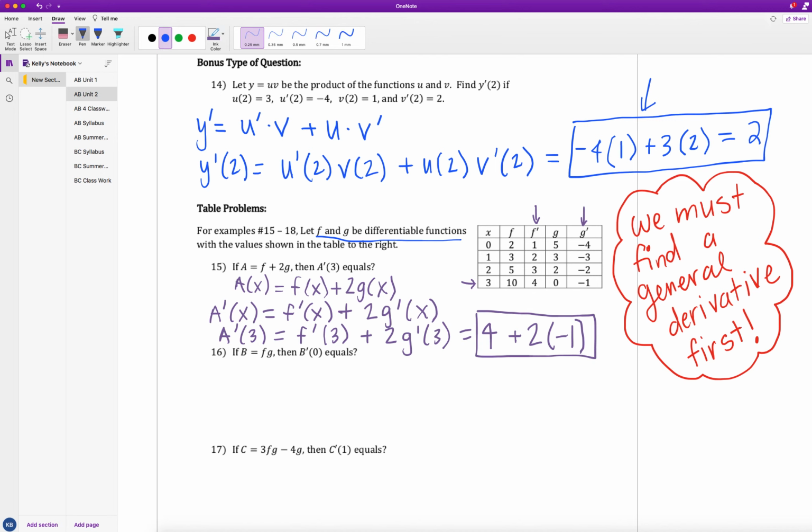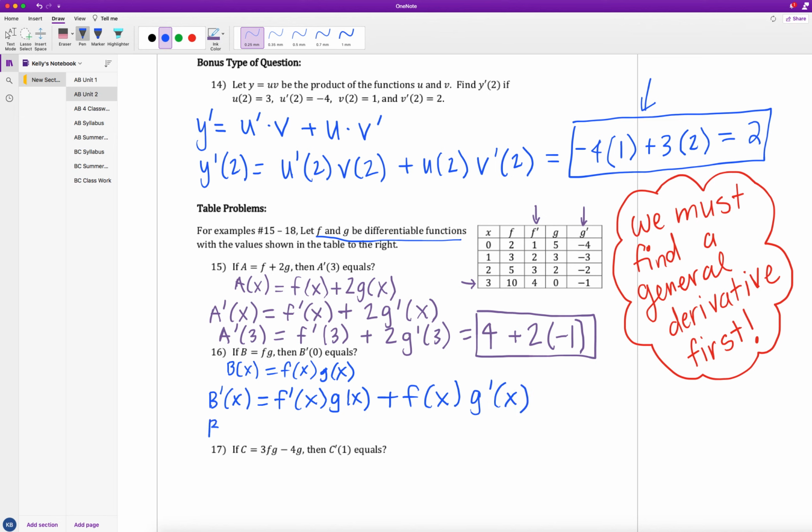Let's look at our next one. So in our next one, we have b equals f times g. And again, remember, this is the same thing as b of x equaling f of x times g of x. To find our derivative here, I'm going to need to use the product rule. So the derivative, since I have f times g, I'll start with the derivative of the first term, which will be f prime of x, keep the second one the same, so times g of x, plus keep the first guy the same, times the derivative of the second one, which will be g prime of x.